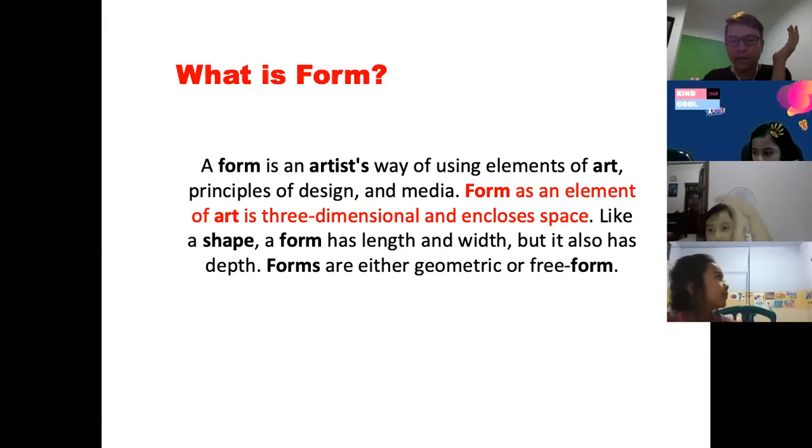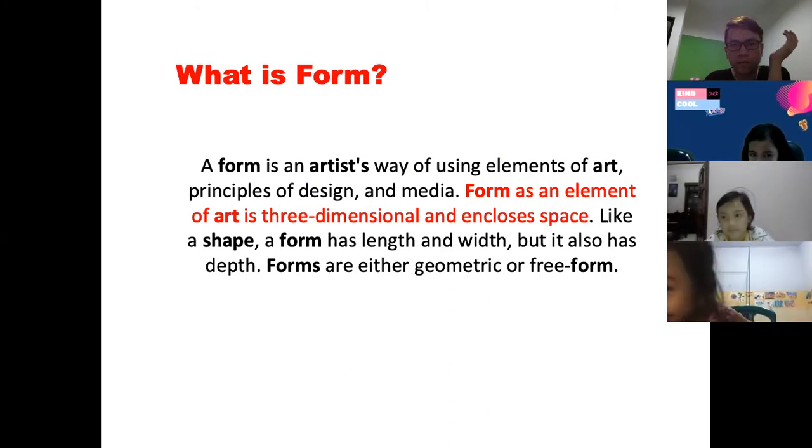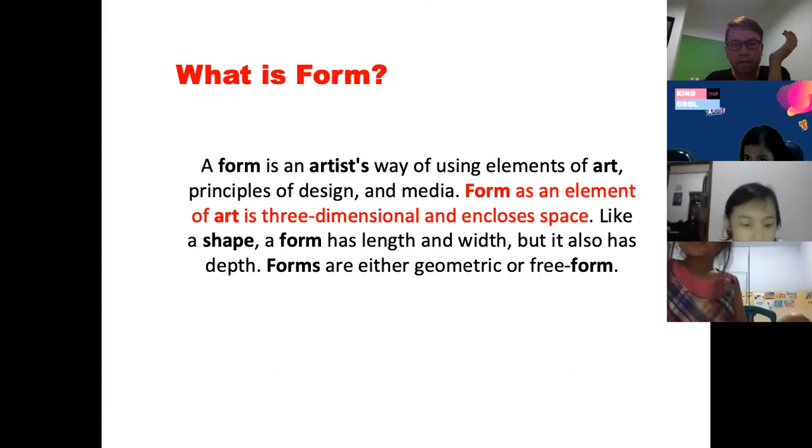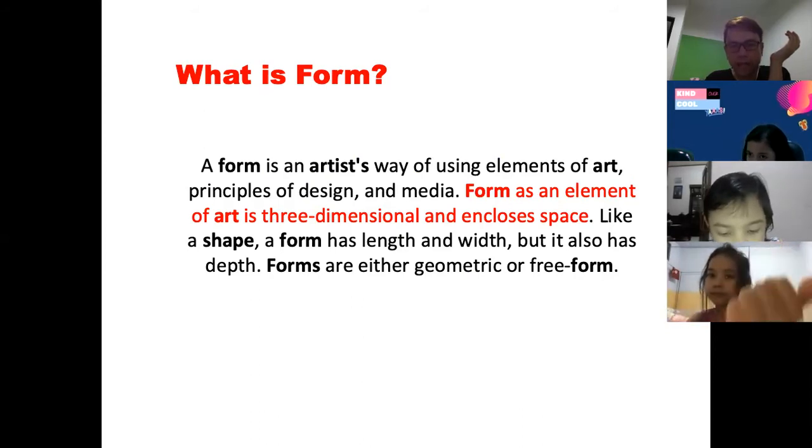Okay, now I need some help from Devanka. Are you there, Devanka? Yes, come on, help me to read this one. What is form? A form is an artist's way of using elements of art, principles of design, and media. Form as an element of art is three-dimensional and encloses space. Like a shape, a form has length and width, but also has depth. Forms are either geometric or free form.